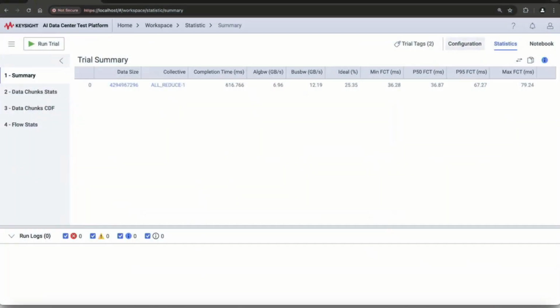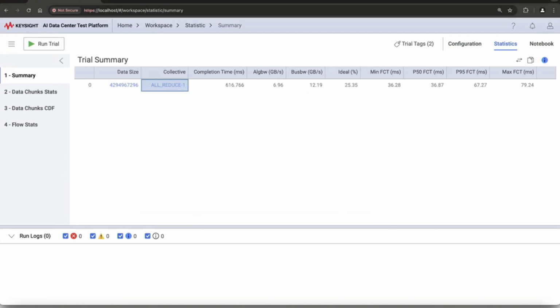So we'll look at the statistics, right? The first thing we want to see is this summary. So this is static data, the first 2 columns. This is the amount of data each of those 8 GPUs had. This is the collective we are going to run, all reduce.